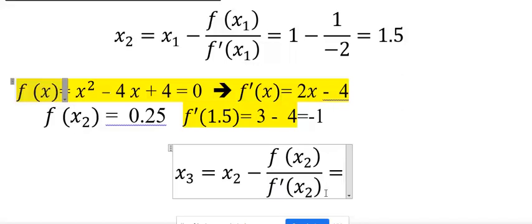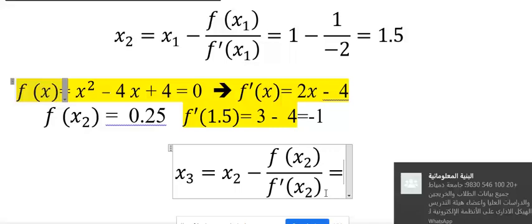Doctor, when do we stop substituting? When do we stop and have the correct answer? Please, let us answer this question after we end this step. Okay?